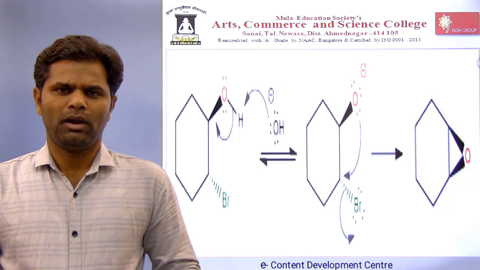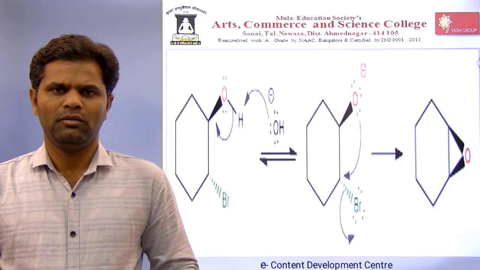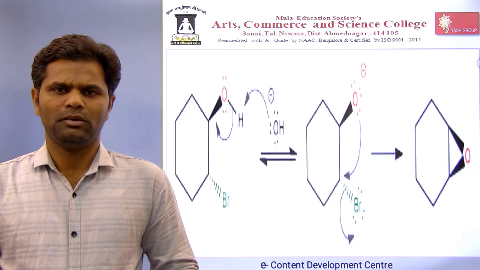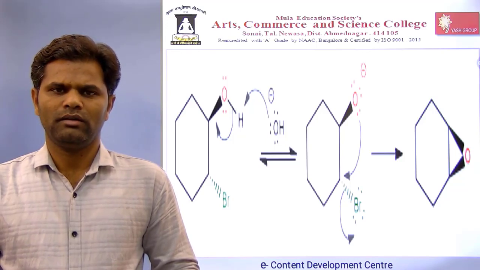Now here we are going to apply this concept of epoxidation of halohydrin to the cyclohexyl system, in which the hydroxyl group is beta oriented and the halogen, that is bromine, is alpha oriented. When reacted with the base hydroxide ion, the hydroxide ion picks up the hydrogen with the subsequent formation of the oxide.